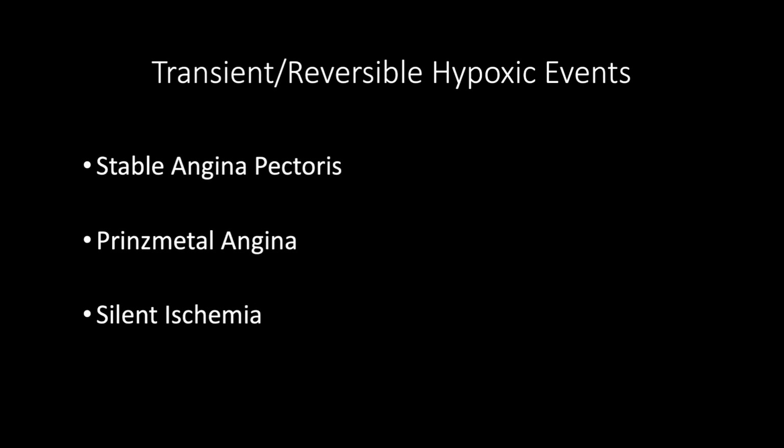So we have transient or reversible hypoxic events. These are stable angina, Prinzmetal's angina, silent ischemia. We'll talk about these individually.